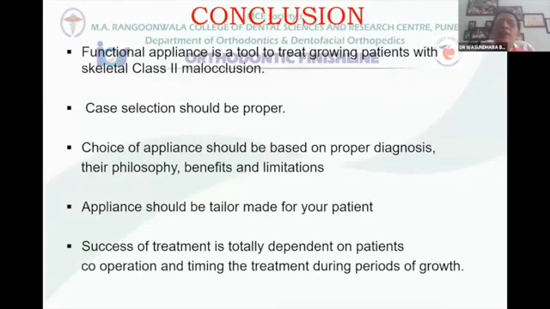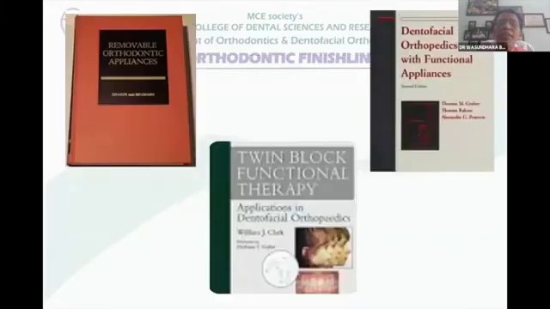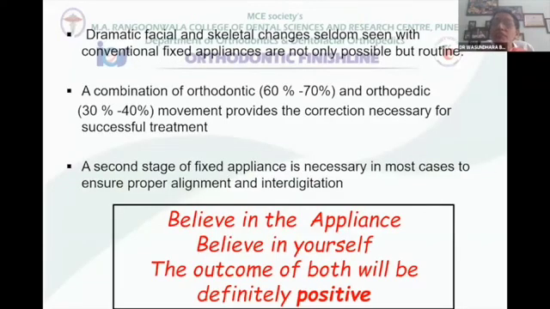So to conclude, the functional appliance is a tool to treat growing patients with a skeletal class 2 malocclusion. Case selection should be proper. The choice of appliance should be based on a proper diagnosis, their philosophy, benefits, and limitations. The appliance should be tailor-made for your patient. The success of the treatment is totally dependent on the patient's cooperation and the timing, treating during the period of growth. Dramatic facial and skeletal changes are seldom seen with a fixed appliance, but are routinely seen with a functional appliance. You get a combination of orthodontic or dentoalveolar correction, 70%, and orthopedic or skeletal correction, 30 to 40%.